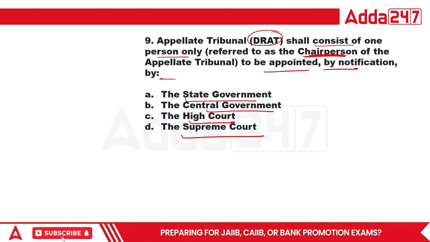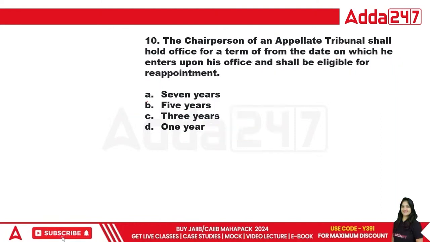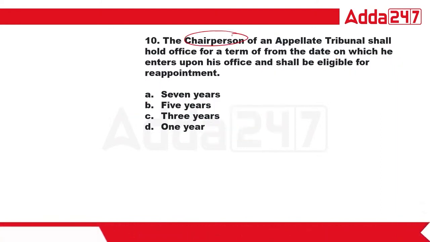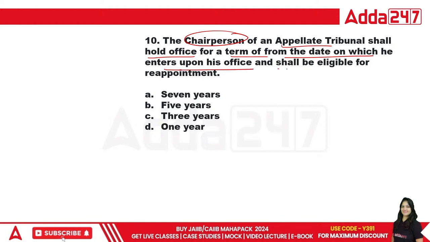So who appoints the chairperson? That is the Central Government. Okay, this is the right answer. The chairperson of the appellate tribunal shall hold office for a term from the date on which he entered upon his office, and shall be eligible for reappointment also.